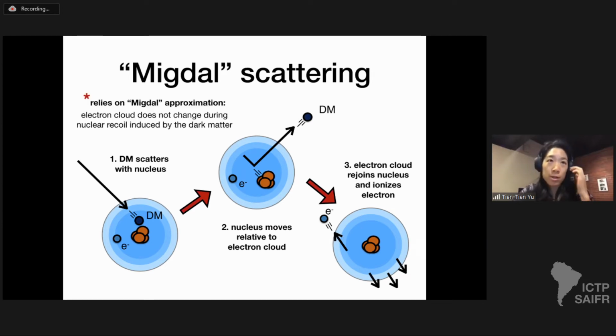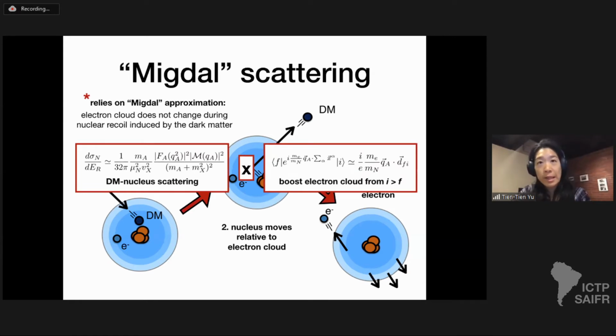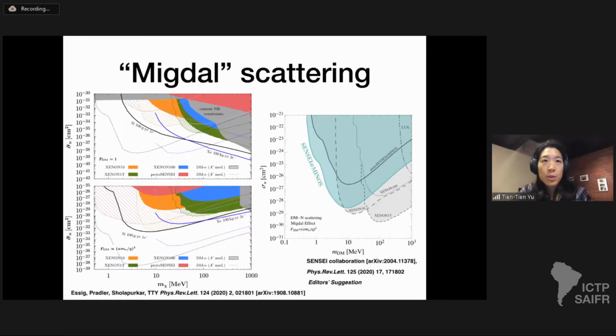And this whole procedure relies on something called the Migdal approximation, which is that the structure of the electron cloud doesn't change during the nuclear recoil induced by the dark matter. And so in this way, you can factor the process into the dark matter nucleus scattering, which we're all familiar with, and a piece that tells me how likely it is to boost the electron cloud from some initial state I to F. And so with this, you can recast or reanalyze these experiments that look for electrons into a dark matter nuclear scattering experiment. And that's what I'm showing here.